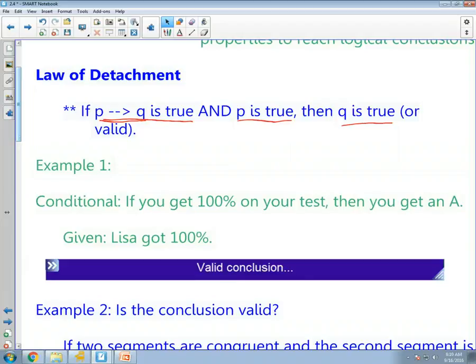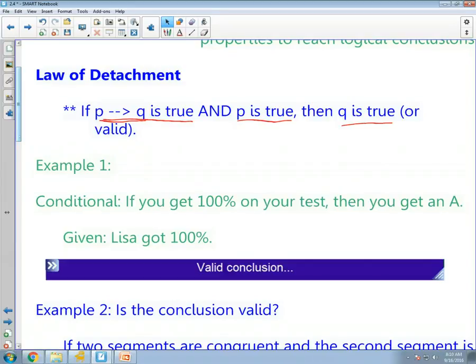The conditional is an if-then statement, and that conditional says if you get 100% on your test, then you get an A. And we're going to say Lisa got 100%. Now, here's my question here. Is that conditional true? Would you say that if you get 100%, you get an A? Yeah, that's true. We all know that. So if you get 100%, then you get an A.